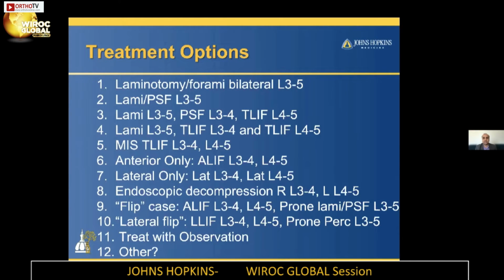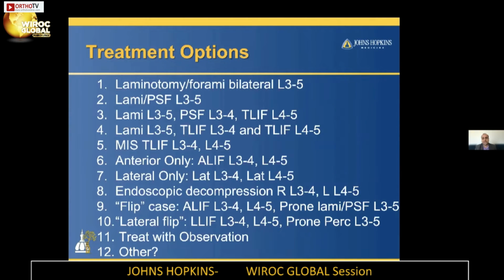Laminectomy with a posterior spinal fusion L3 to 5 would probably be the most common treatment around the world, in terms of how people would approach this with an all-posterior approach. Then one could consider augmenting the fusion with a TLIF at L4-5, especially because of the vacuum disc sign. Some people may consider doing a TLIF at both levels, 3-4 and 4-5. Some may even consider doing a MIS TLIF at L3-4 and L4-5.